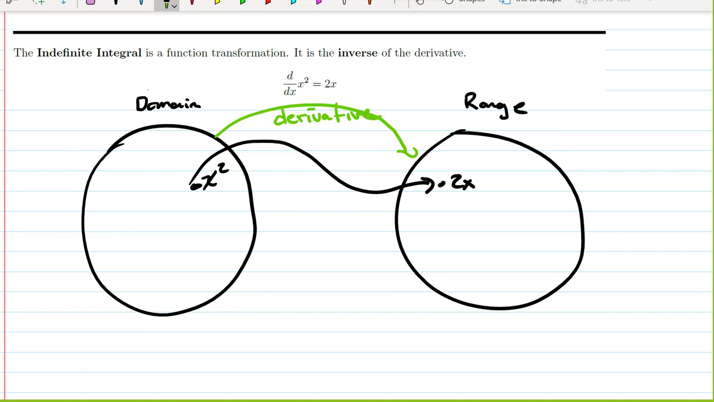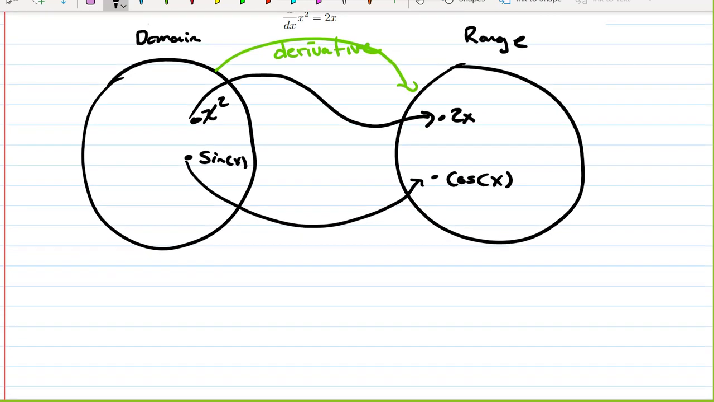And we could have a whole bunch of other functions, right? So if I had something like sine, we know that it would get mapped to its derivative, which is cosine. So the derivative was a function that took another function and gave us back yet a third function. So we input a function and we output another function. A function that takes a function as an input is called an operator. So we operate on some function and it gives us back another function.